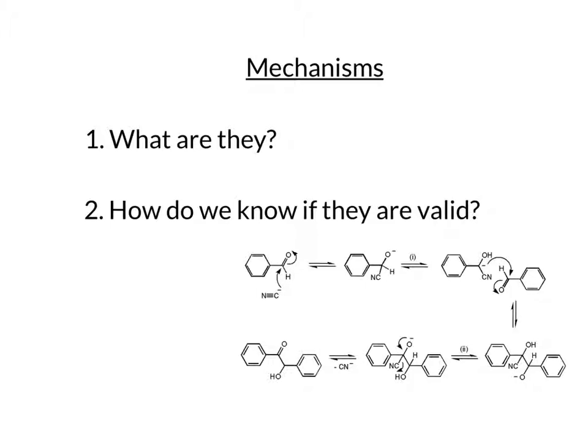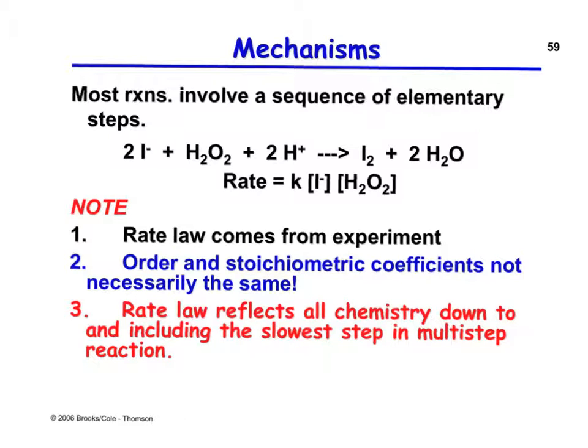So a lot of mechanisms, when they're proposed, they have to fit some experiments. So I'm going to show you what that is. So first, let's take a look at the construction of a mechanism itself. You're always going to have an overall reaction. So in here, this is all of what this is. This is two iodides and some H2O2 plus H+ yields I2 and H2O.